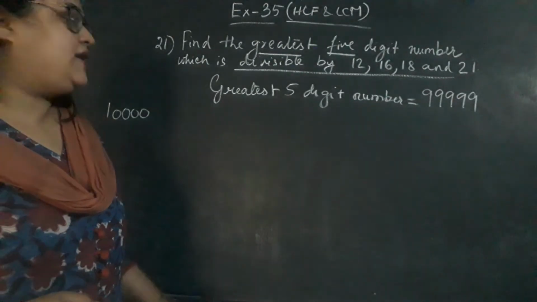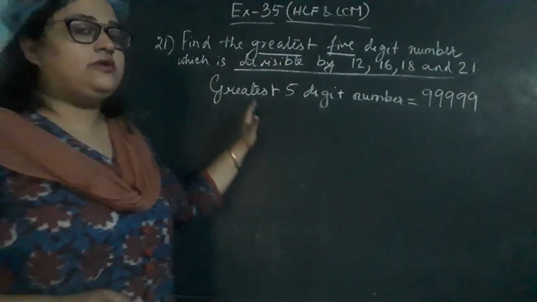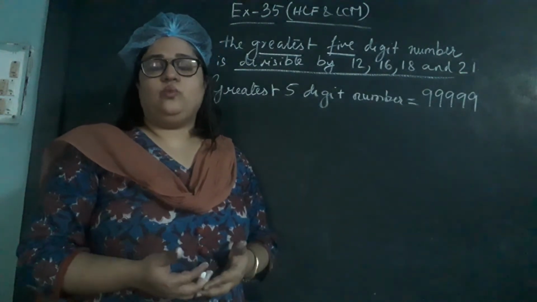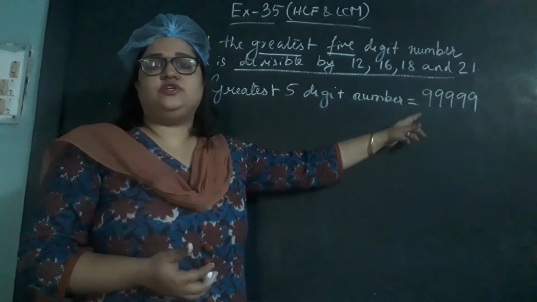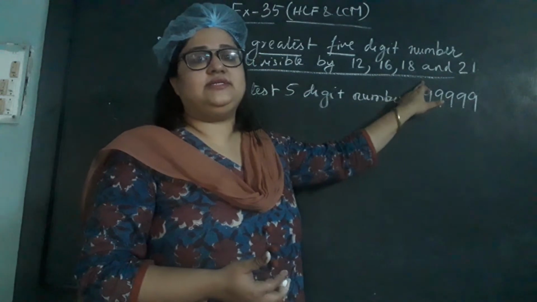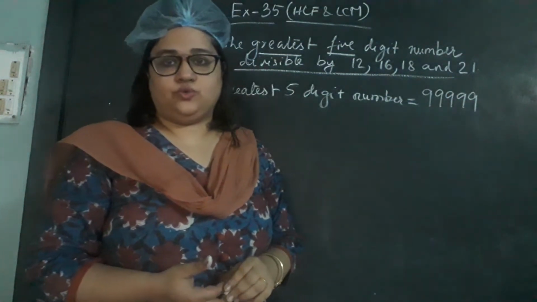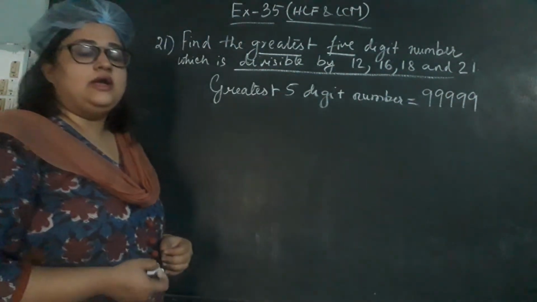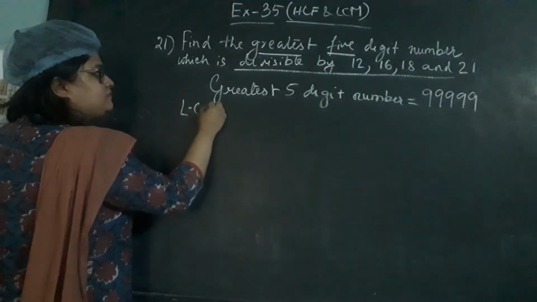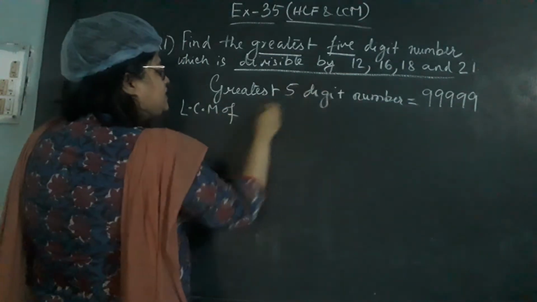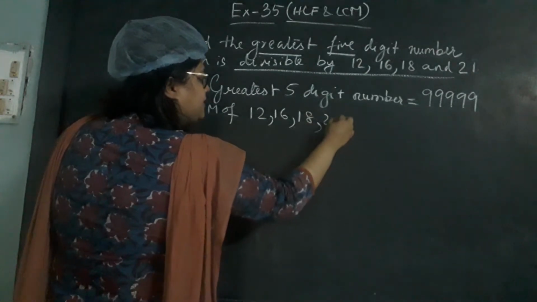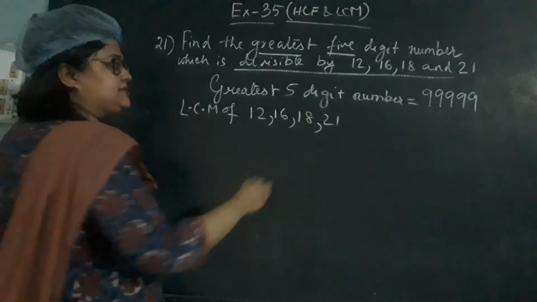So what we have done, we have only written the first step, the greatest 5-digit number is this. Now do we know whether this greatest 5-digit number is divisible by 12, 16, 18 or 21? We don't know. So we have to find out. Now how will we do? We will take the LCM of all the given numbers 12, 16, 18 and 21. How to find the LCM?